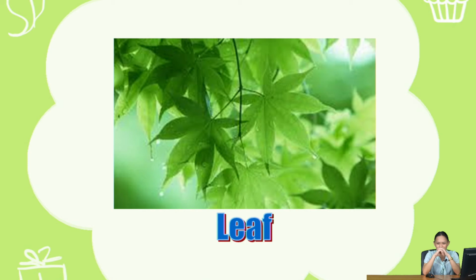Next is our leaf. So what is the color of the leaf? Of course, we have green, yellow, brown. But mostly we have green. So this is an example of a leaf. The green part of a tree is called a leaf.